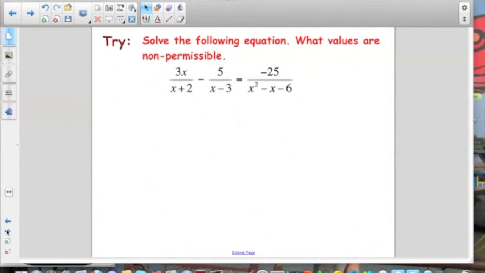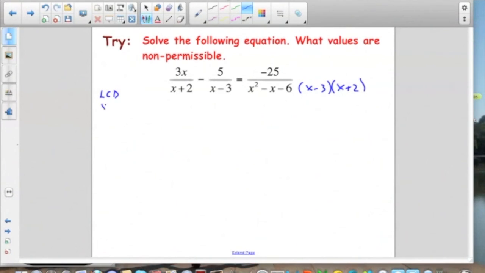Okay, to try this question. So for this question here, we are going to do some factoring on the bottom. So we get x, 3 and 2 and minus and plus. Okay, now we can figure out our lowest common denominator. So we have x plus 2, x minus 3, because it's common here and common there. And we can get our restrictions. X cannot equal negative 2, x cannot equal 3. So keep those in mind.